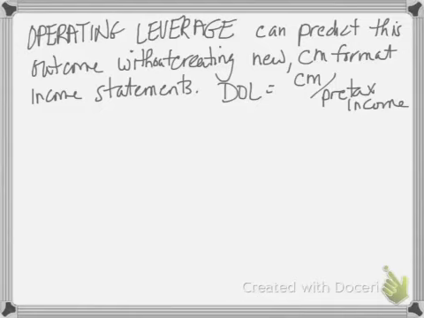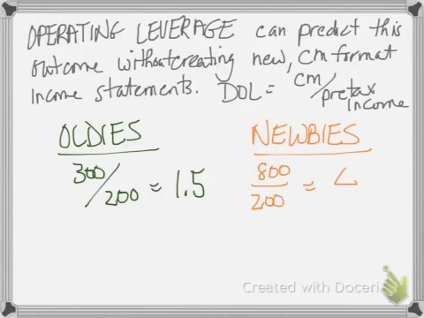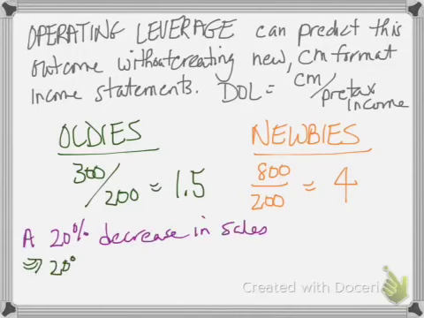Just a reminder, the degree of operating leverage is based on the contribution margin divided by the pre-tax income. For Oldies, they had a contribution margin originally of $300 and pre-tax income of $200, and that gives them an operating leverage measure of 1.5. Newbies, which had a lot more fixed cost, and I said high fixed cost means higher operating leverage, theirs is 4. They had a contribution margin of 800 before, divided by their pre-tax income of 200, so their operating leverage was 4.